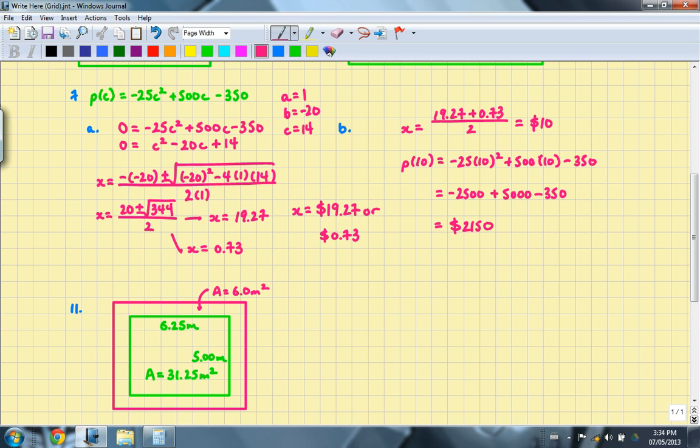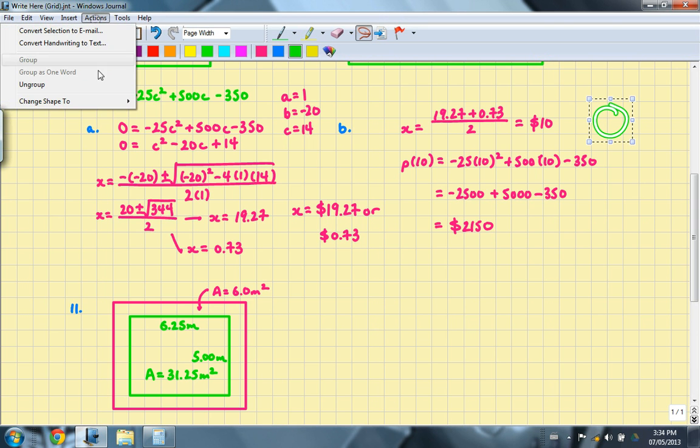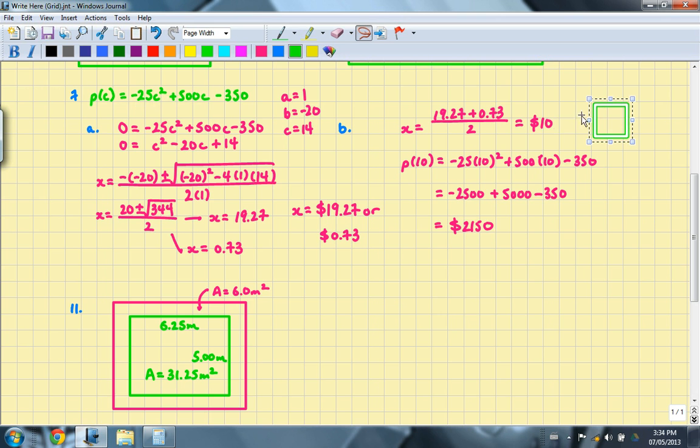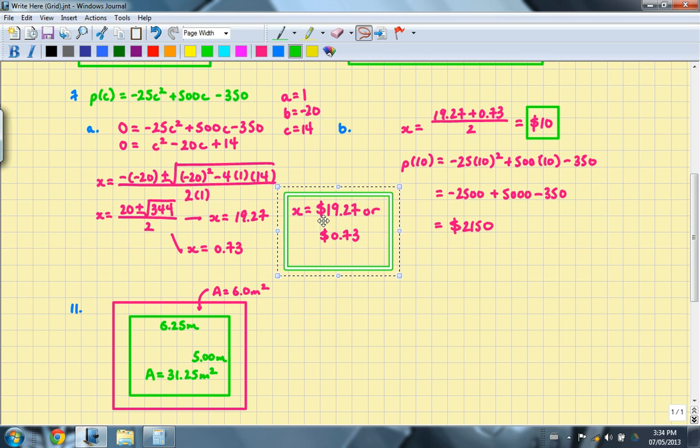Okay. So in regards to the actual answer that they were looking for, they're just looking for the $10. The $2,150 is extra. It's just something that would be nice if you were able to do it, because some of the questions may ask for it. Okay, and for part A, of course, these are the 2 solutions that will allow the student council to break even.